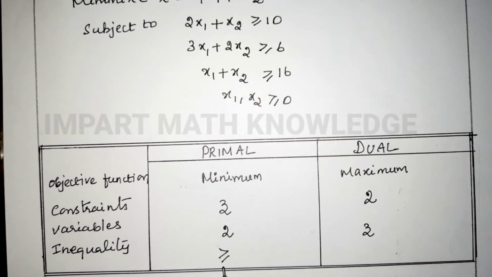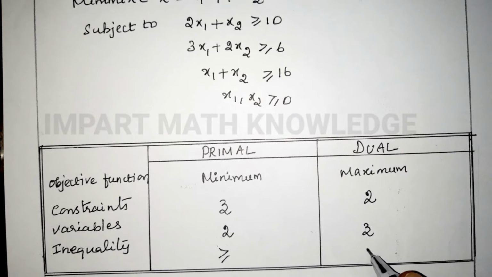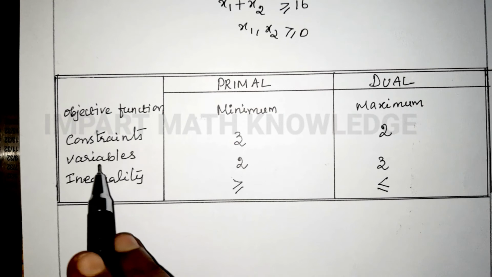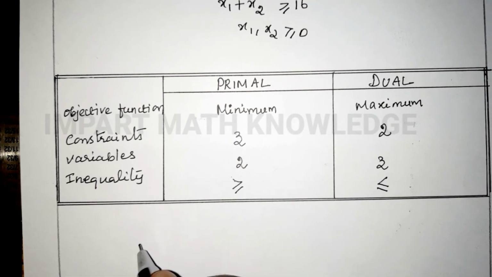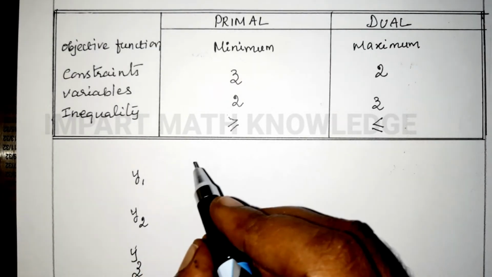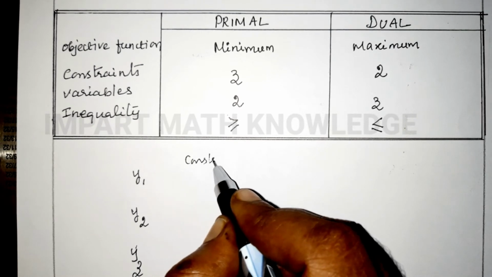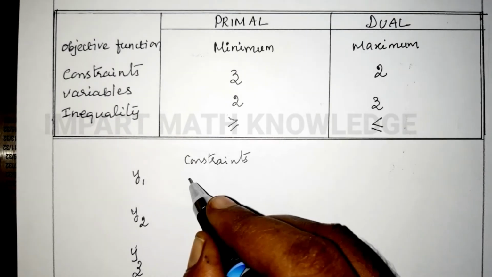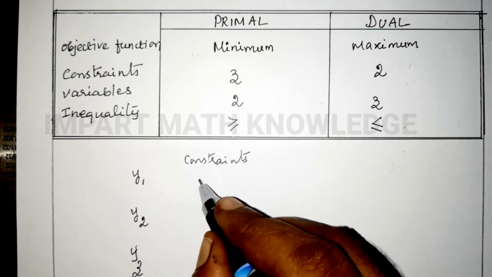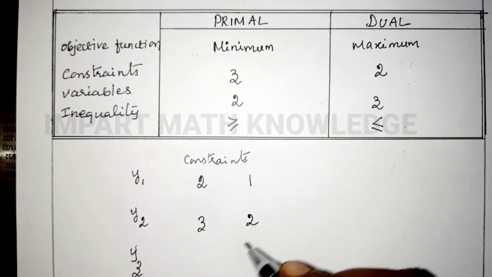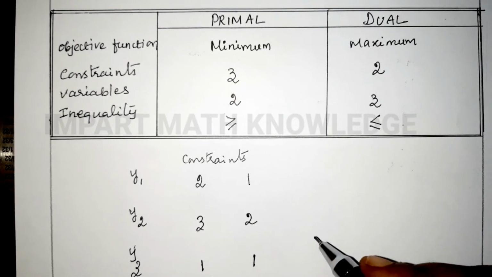The inequality is greater than or equal to in the primal problem. So in the dual problem, the inequality is less than or equal to. Let me write. The number of variables is 3. I use the variables y1, y2 and y3. Now constraints. I write the coefficients of the given conditions: 2, 1, 3, 2, 1, 1.